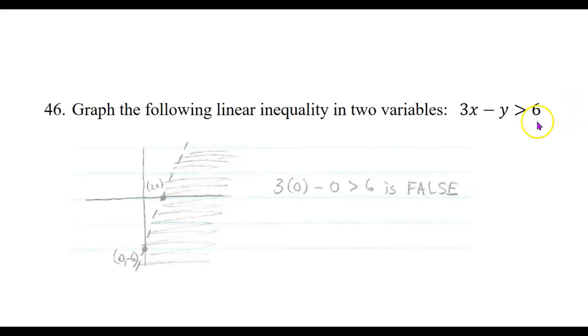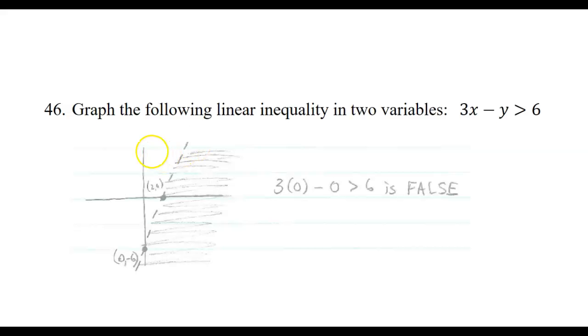Remember why? When you have just a greater than without the or equal to part, you make it a dotted line or a dashed line to show that the points on the line, which would be where 3x minus y is equal to 6, are not included.